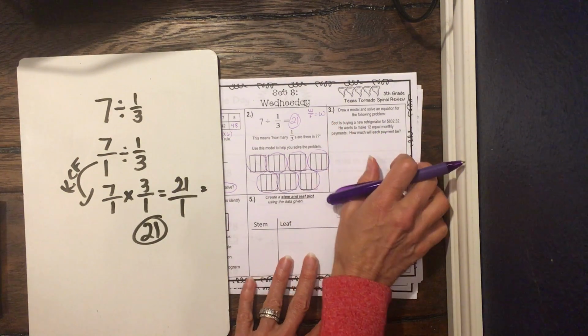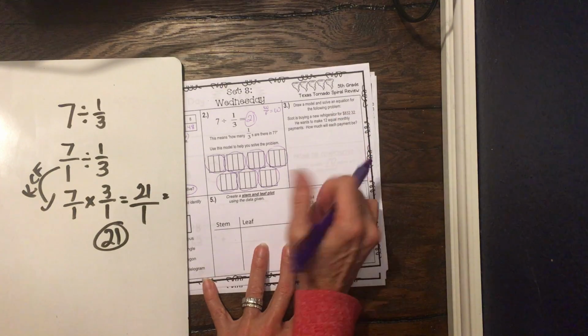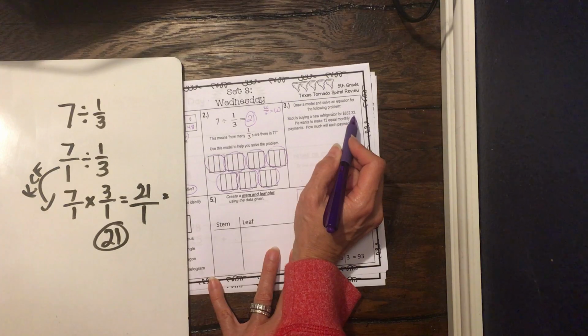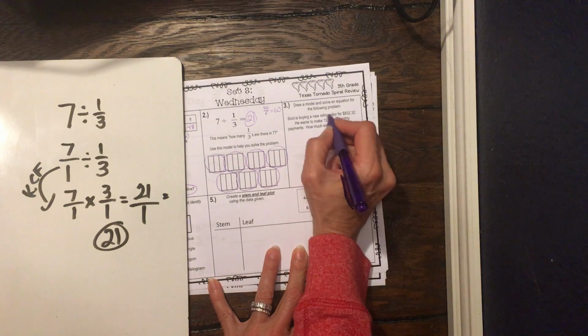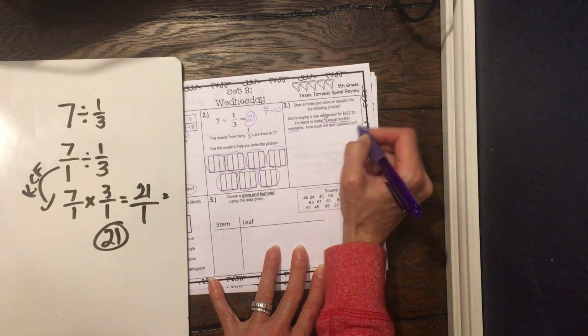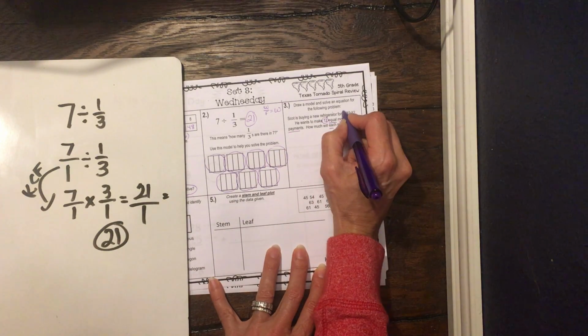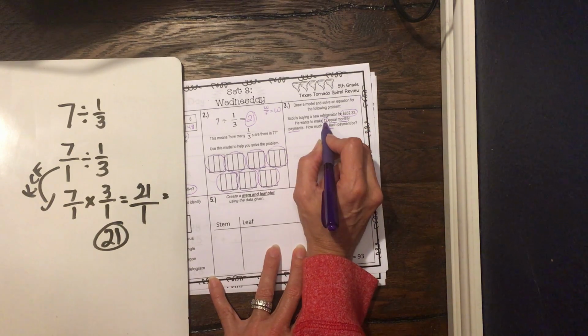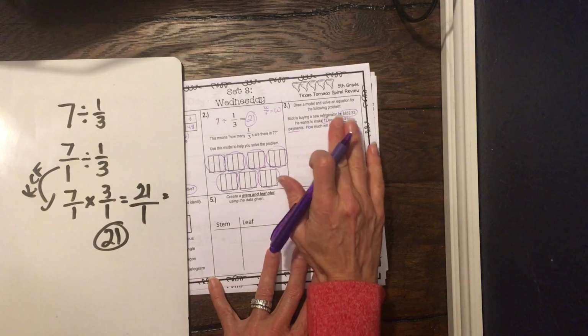Okay, draw a model and solve the equation for the following problem. Scott is buying a new refrigerator for $832.32. He wants to make 12 equal monthly payments. How much will each payment be? So we're buying something for this much. We want to make this many payments equally. So what are we doing to this number?